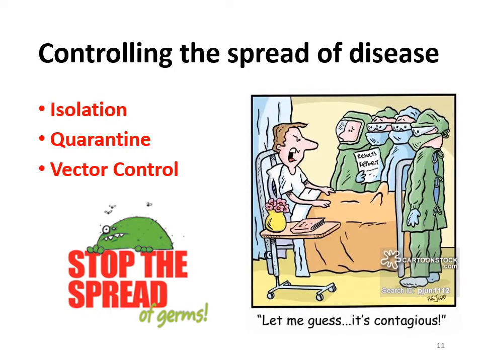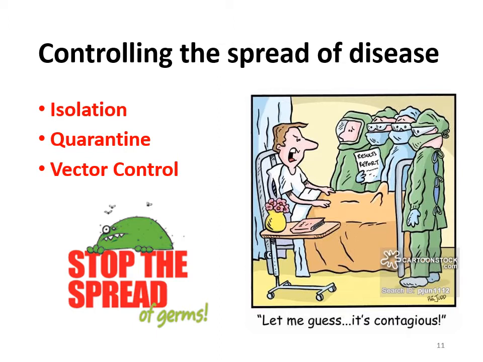So now, like I said, this lecture is a whole lot of terminology, okay? And again, they're terms that I'm sure you've encountered before, but maybe didn't know the true usage of them, okay? So here we have terminology relating to controlling the spread of disease. So the terms we have are isolation, quarantine, and vector control.